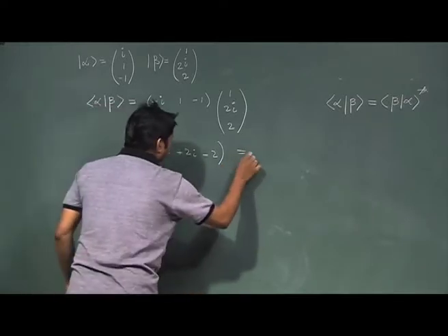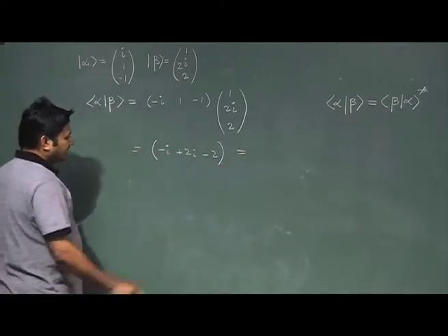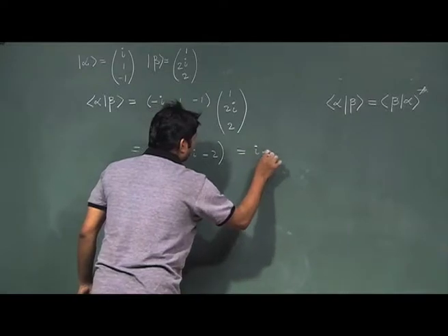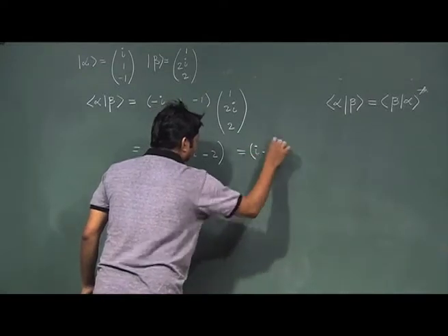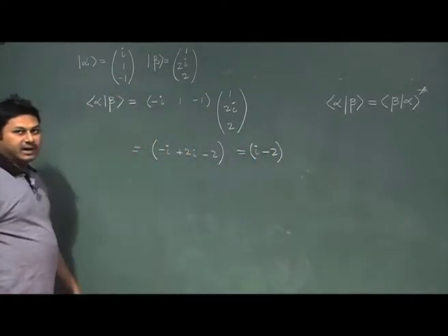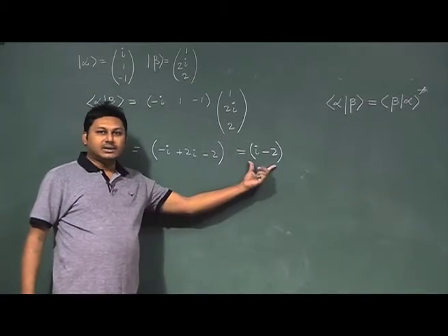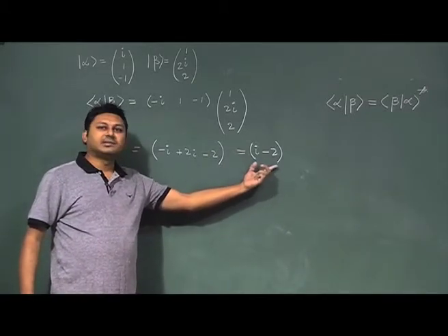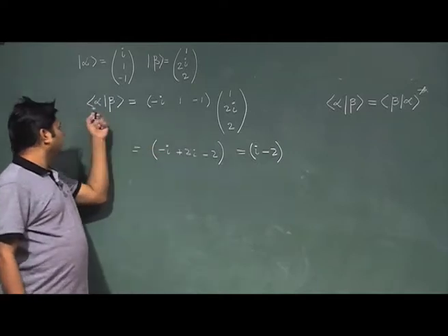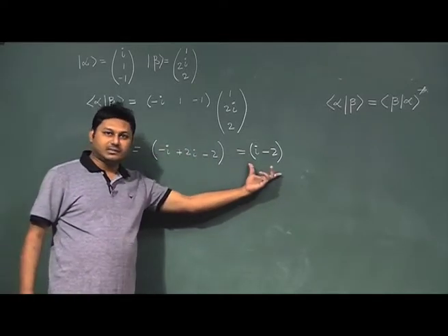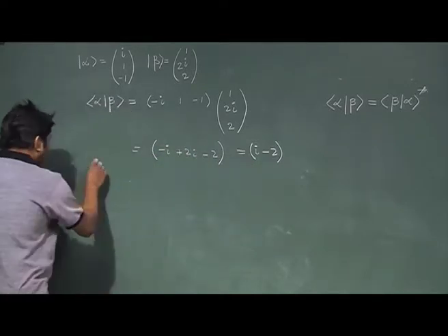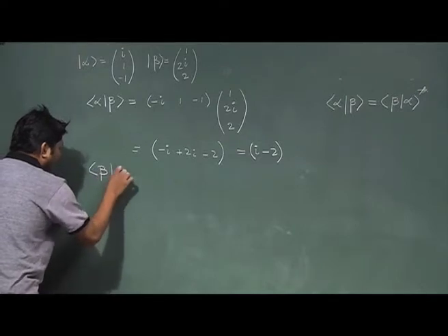So, what will be my result? My result is i minus 2. I am getting a result i minus 2. This is a scalar quantity, even though this is complex, but this is a scalar. So, this is a scalar thing that is valid, but now I am going to do the other way.